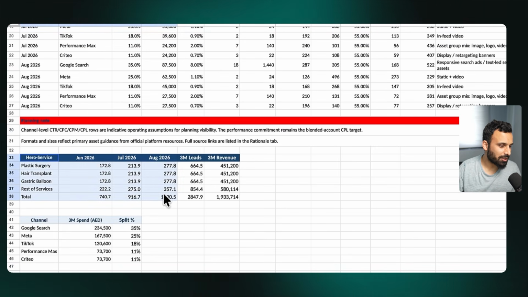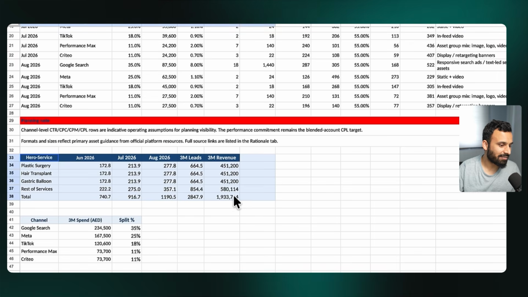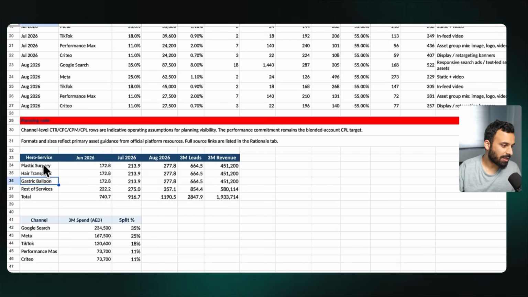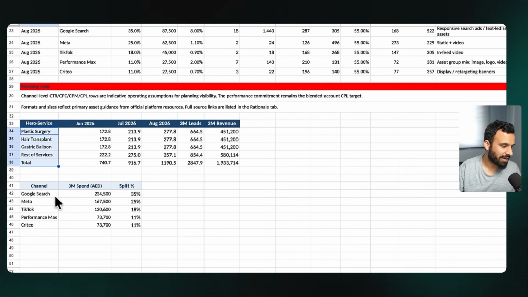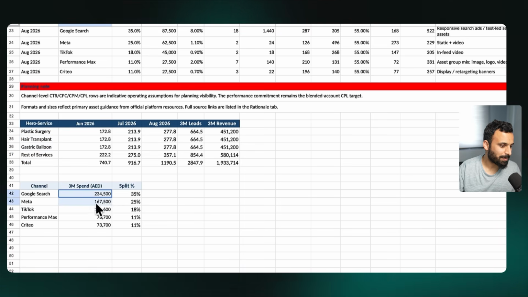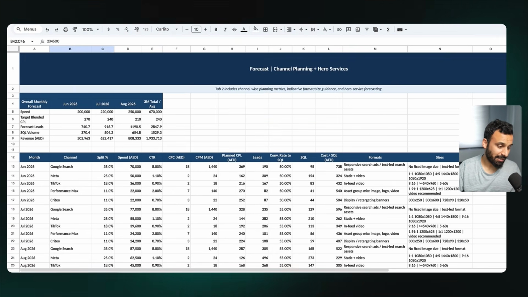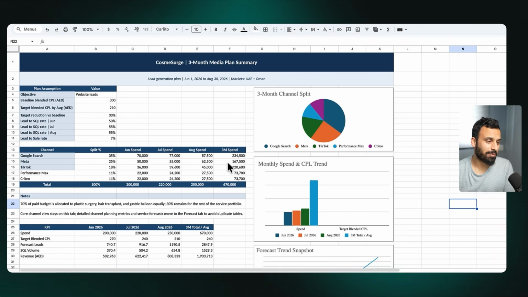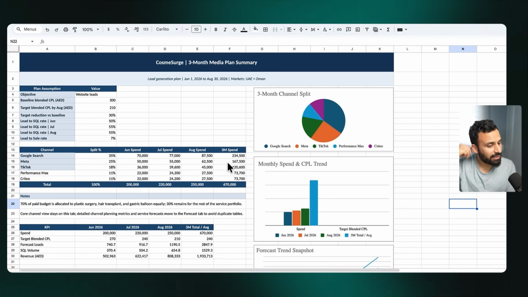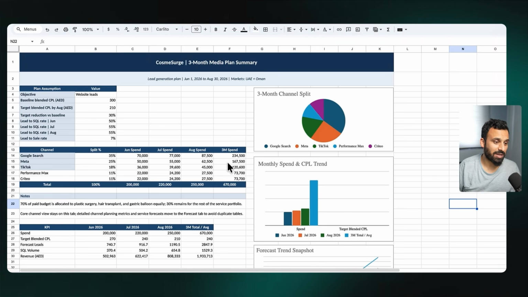Then it's showing for each month what is the divide of leads for each of the services. Then channel wise, 3 month what will be the spend overall, and this is great actually. Like if I have to send it to the client, I would probably need to spend 1 more hour here to fix it, but 80% of the job is done. So overall, I'm impressed. Great job.